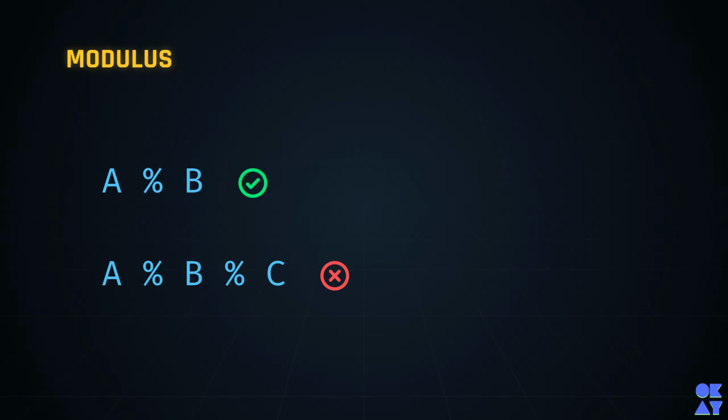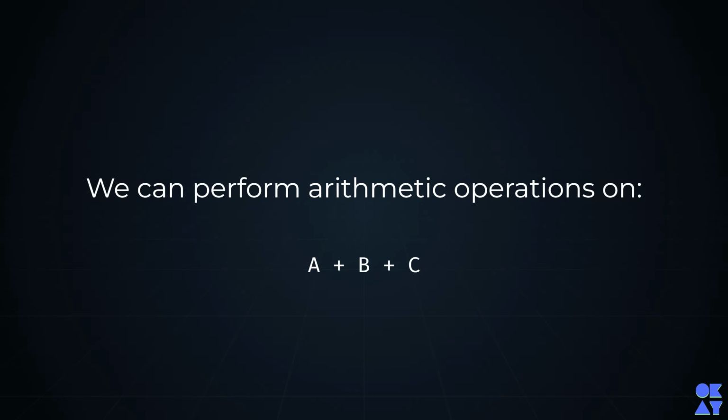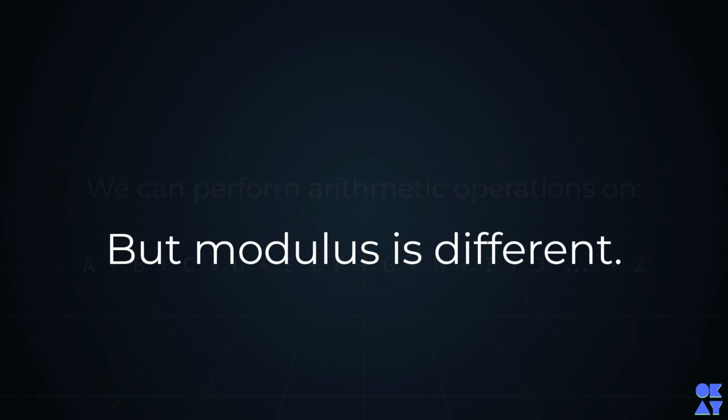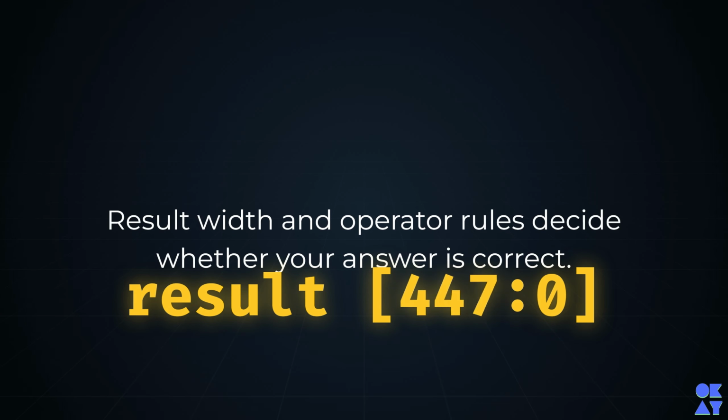Modulus. Modulus works only on 2 operands at a time, so we cannot directly perform modulus on 3 operands like A%B%C in a single step. We can perform arithmetic operations on 2 operands, 3 operands, or even more, 100, 1000, no problem. But modulus is different. Modulus works only between 2 operands at a time. Arithmetic operators can work on multiple operands, but always remember, result width and operator rules decide whether your answer is correct.